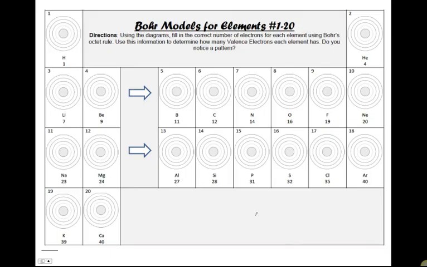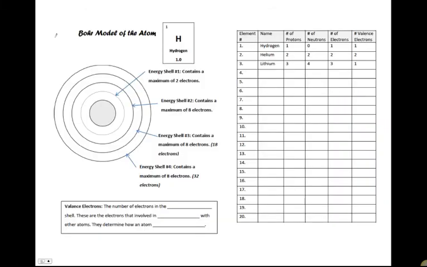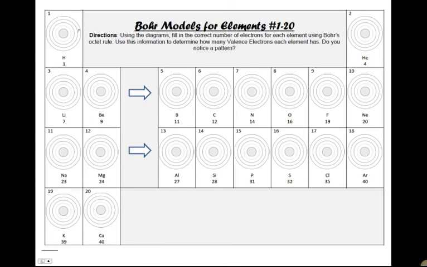So on the back side of your worksheet, I've given you a little setup that's going to help you use the Bohr model to figure out how many valence electrons each element has. On the front side, I've actually given you the information for hydrogen, helium, and lithium, so let's go ahead and model those together. We just did hydrogen on the front side, so I'm going to skip that one.